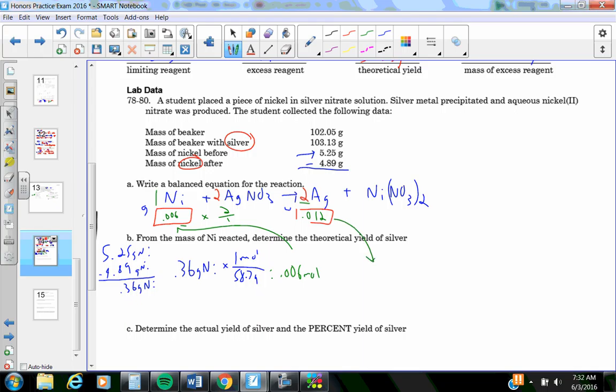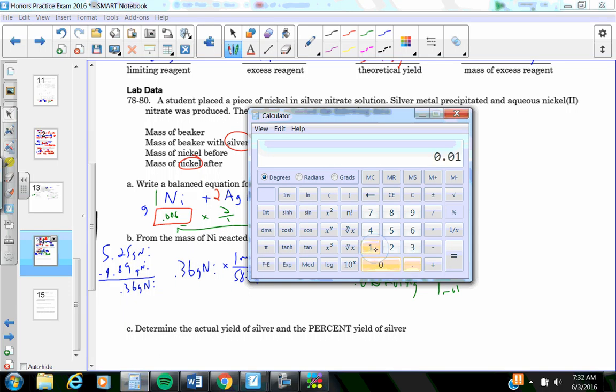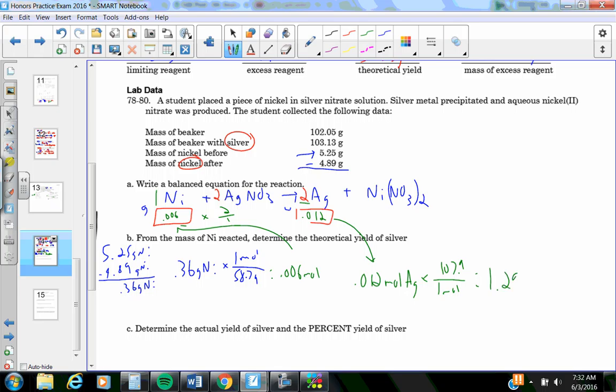So what do I do with that number? It's kind of a theoretical yield, but that's a theoretical in moles, and the scales are all in grams. So I'm going to go look up what silver is, and silver weighs 107.9 grams per mole. If I have 0.012 moles, and 1 mole weighs 107.9, 0.012 times 107.9, theoretically I should get 1.29 grams of silver. That's my theoretical yield.